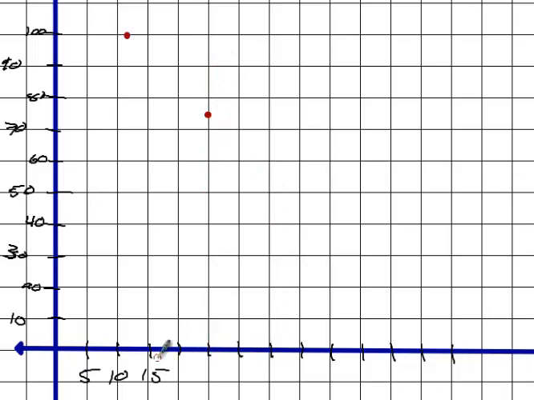36, 52. 26, 30, 35, 40, 45, 50. 26 is going to be there. And 50. Wait, did I miscount one? 20, 30, 40, 50. Yep, I'm off by an axis. Hang on. 50, 65. 64, 9. All right, so there you go, right? Everybody good with making your scatter plot?